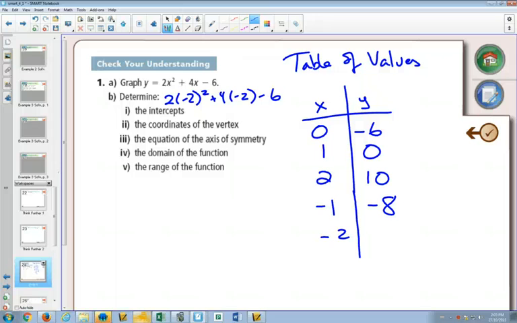Order of operations, your exponent first. -2 squared will be 4. 4 times 2 is 8. 4 times the -2 is -8. That'll be 0 minus 6. Hey, we finally got some symmetry. So now we've got some symmetry. We're going to be able to graph this. We're going to be able to tell where our vertex is from that symmetry.